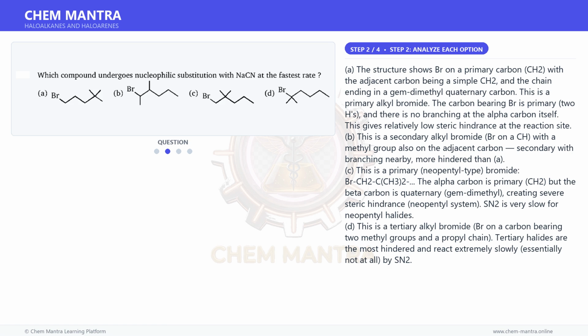D. This is a tertiary alkyl bromide, Br on a carbon bearing two methyl groups and a propyl chain. Tertiary halides are the most hindered and react extremely slowly, essentially not at all, by SN2.